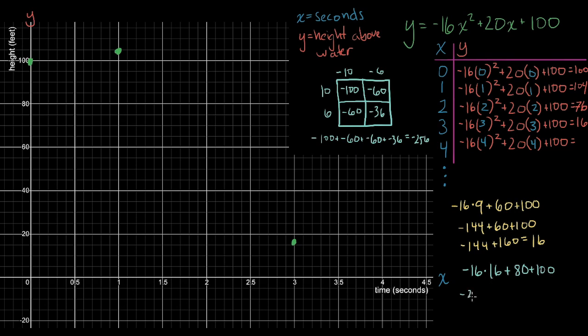So I have negative 256 plus 180. 80 and 100 makes 180. And then negative 256 plus 180, that is negative 76. So kind of involved, pretty involved simplification there, but we worked it out. So now we have negative 76. See if I can write it small enough there. Negative 76 when x is equal to 4.